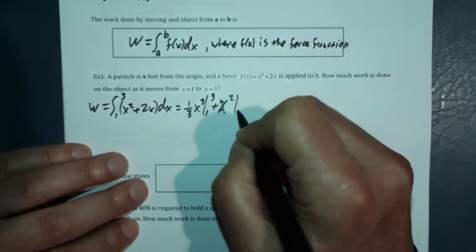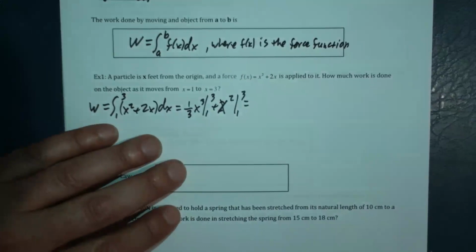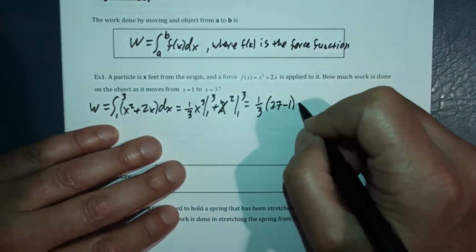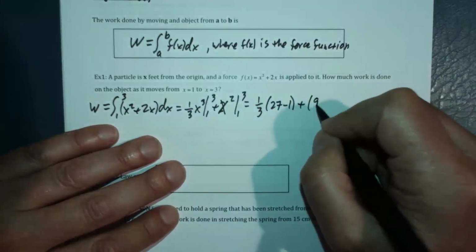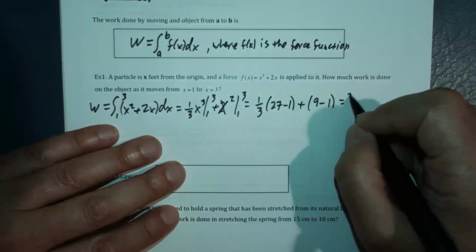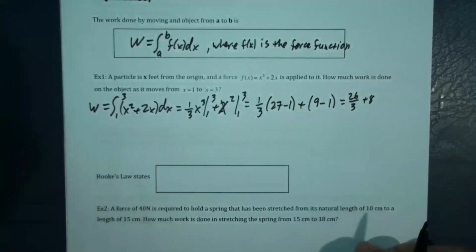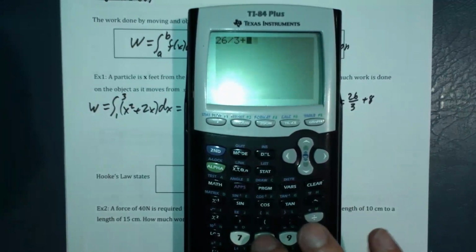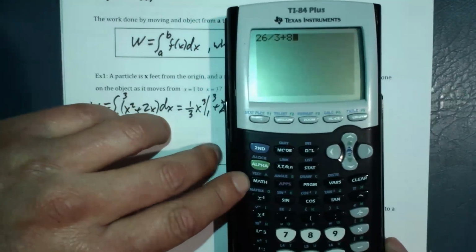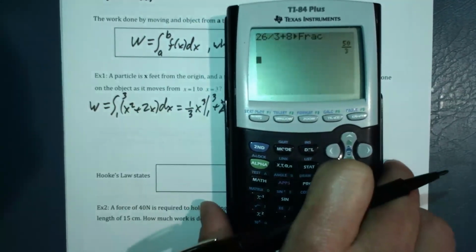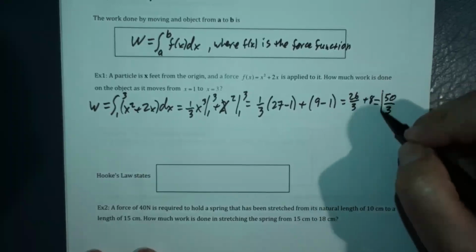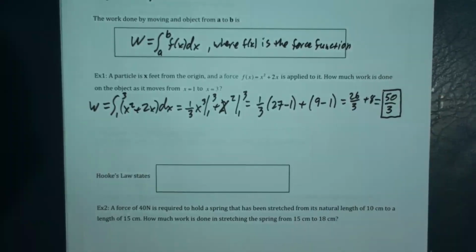So the antiderivative is one third x cubed plus x squared, from 1 to 3. So this is going to be 1/3 times 3 cubed, which is 27, minus 1 cubed, which is 1, plus 3 squared, which is 9, minus 1 squared, which is 1. And I'm going to show you a fancy trick once again. So 26 divided by 3 plus 8. And I'm going to convert it using the math button into a fraction for me. This is going to be 50 over 3 joules, foot-pounds. We don't know what this is as far as the unit goes.